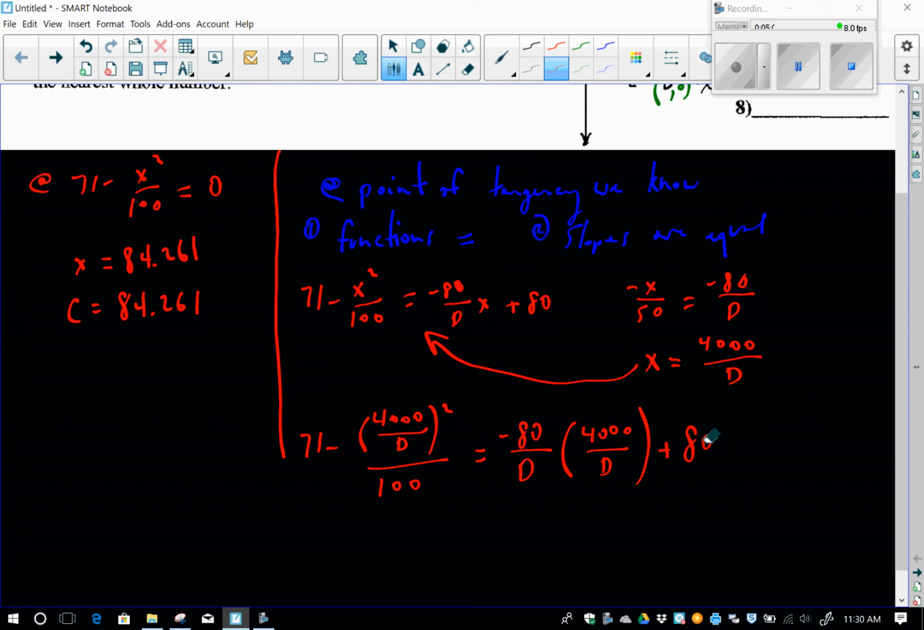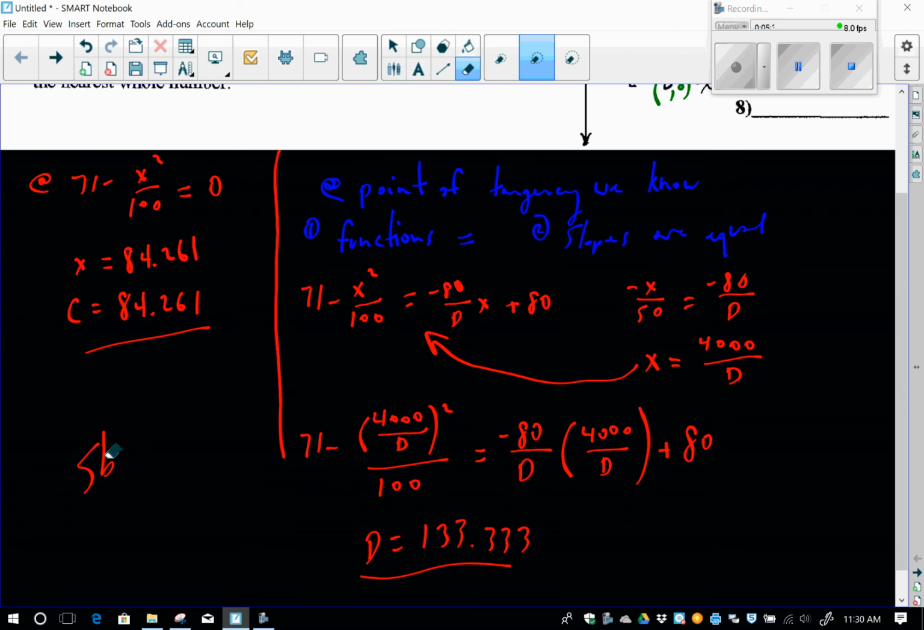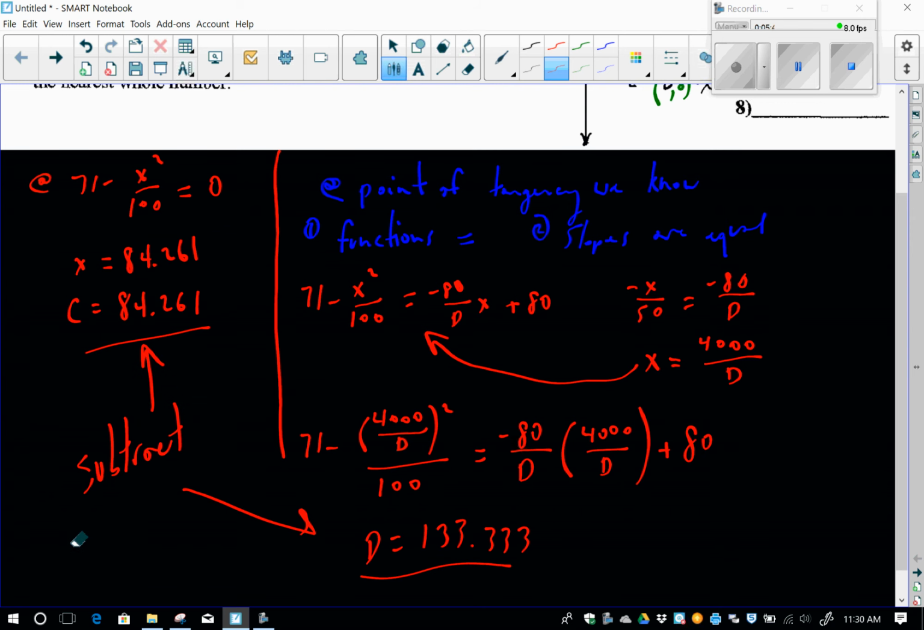We plug that into the calculator, and we get D equals 133.333. So D is 133.333 and C is 84.261. I need to subtract these two values, and we get that the distance is 49, rounded to the nearest whole number.